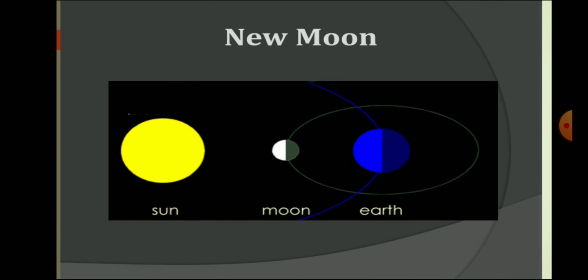The same position we will have of the Sun, Moon and Earth on new moon day, where towards the Moon we will have high tide, opposite of it will also have high tide, and the other two sides will have low tide. Thank you.